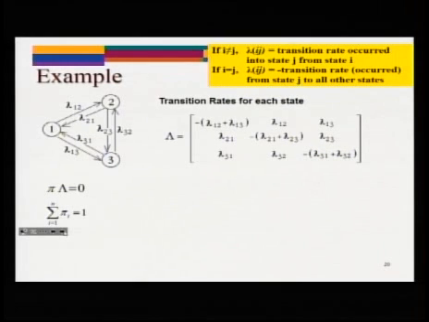Okay, and earlier we've constructed a matrix lambda that represents the transition rates for each state. Now using this matrix lambda, let's construct this. Pi times lambda equals 0. So that's going to be pi 1, pi 2, pi 3 times the lambda matrix, okay, equals 0. That's what you are going to do.